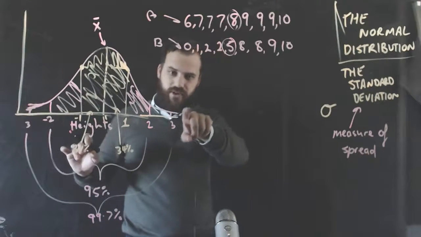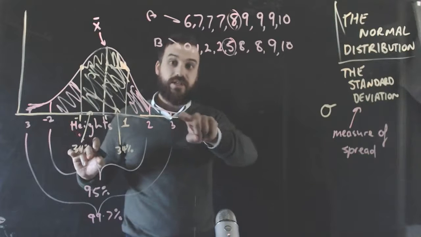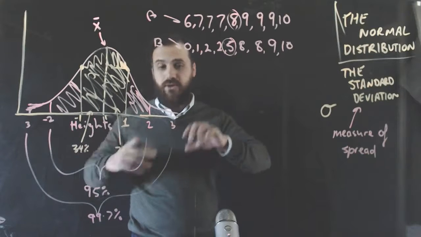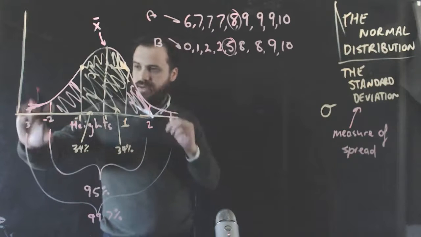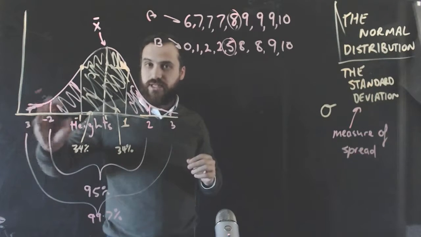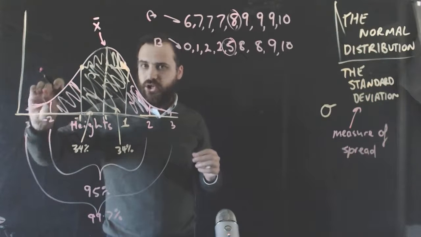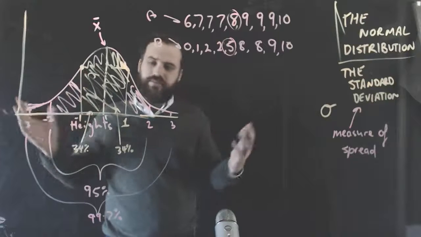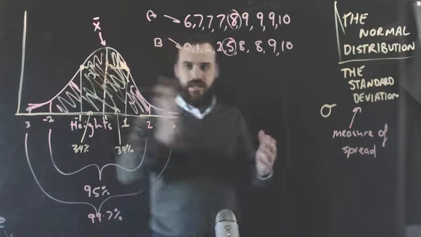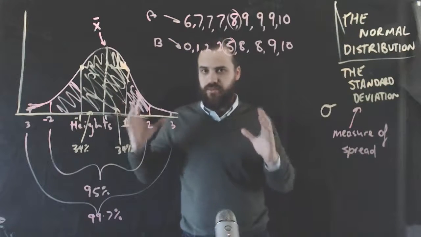So it's very, very, very unusual that someone's going to be 3 standard deviations higher or smarter or heavier than the general population. And it's very, very unlikely that someone is going to be more than 3 standard deviations shorter or skinnier or dumber than the mean. So there's our standard deviation. It's a measure of spread.